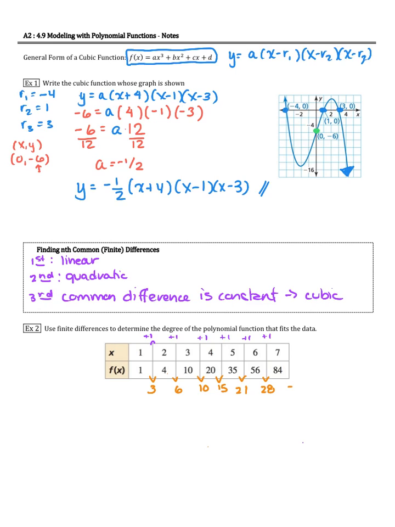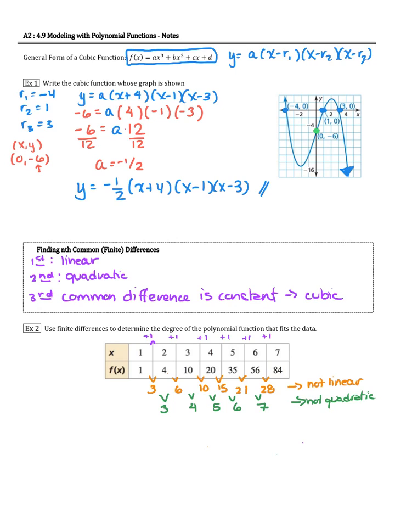Obviously that implies this is not a linear function. Those would all be the same number if it was a linear function. So let's do the next difference and see what we get. 6 minus 3 is 3. This will be 4. This will be 5. 6, 7. It is a pattern, but it's not the same number. That tells us this is not quadratic.